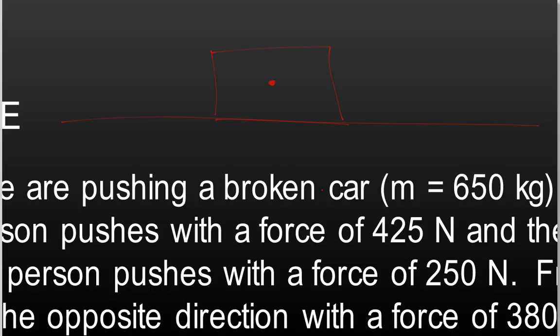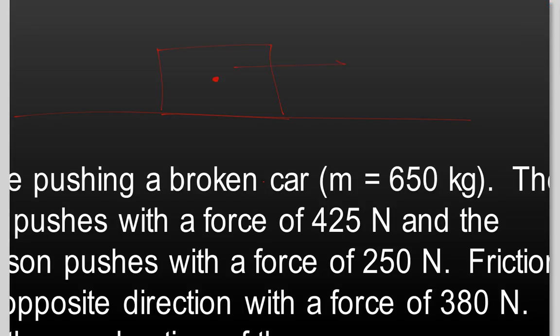If two people are pushing it, which way do you want to push? Let's push to the right. One of the forces is 425. What's the other force? 250. So you wouldn't draw it as big. It's a smaller force. So we have two forces applying to the right. So which way would this thing move? It would have motion to the right.